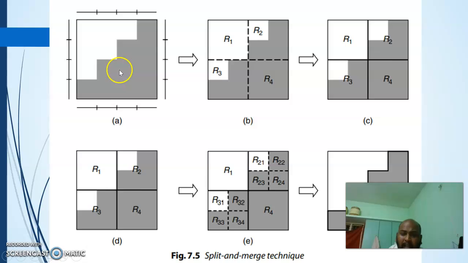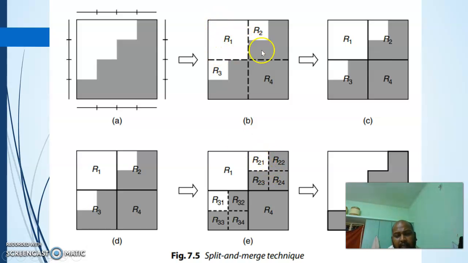Now, another example. When we look at this image, two colors are there, so we need to carry out segmentation. We split the image into different quadrants. After that, we try to merge them. Here the quadrants are not homogeneous, so we are not able to merge them. So we again apply splitting.